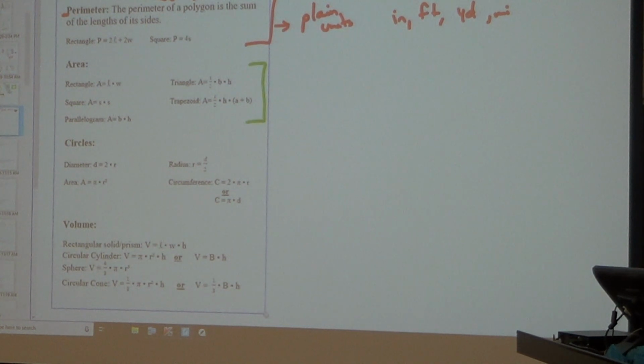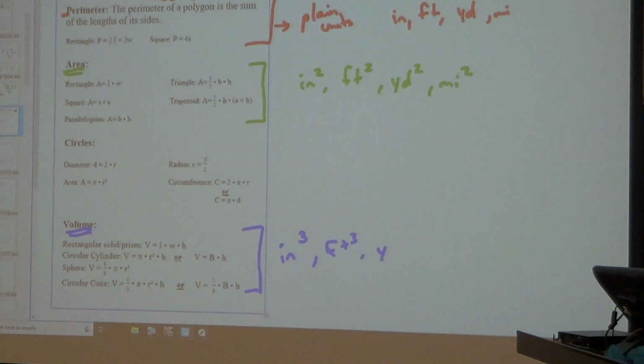What kind of units did we just say that area has? Squared. Inches squared, feet squared, yards squared, miles squared. Now, we're getting ready to talk about volume. Volume is going to have inches cubed, feet cubed, yards cubed, miles cubed. So I kind of have it in order for you. It's inches to the first, inches to the second, inches to the third. So they're in order on the formula sheet the way that it needs to be.